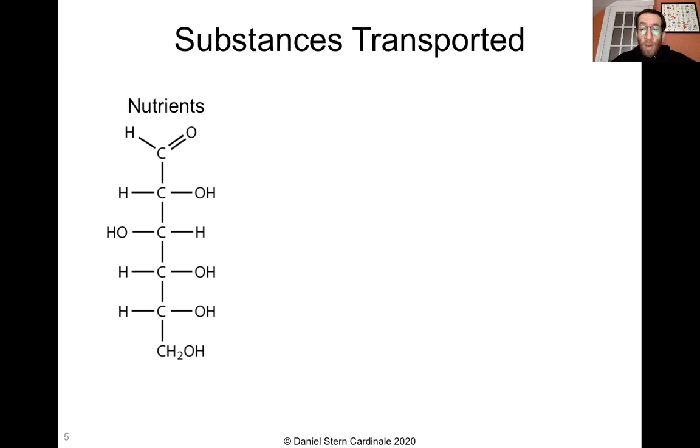So one thing is nutrients. Obviously, you have things like glucose and other sugars that are going to be transported in your bloodstream. We've talked a lot this semester about blood glucose levels, for example. We also have waste products, which are the result of breaking down those sugars. So we have to get CO2 out of the body.